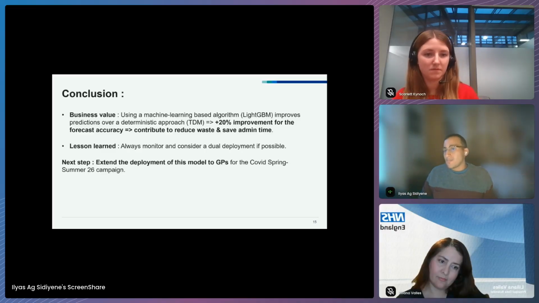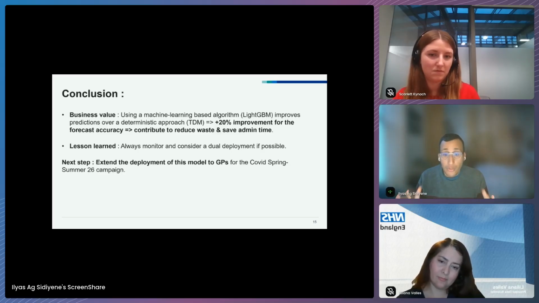One of the lessons learned, it might be obvious, but always monitor a model and consider dual deployment. In particular, if the environment where the model is about to be deployed is changing or has changed compared to the previous campaign, in that case, as Karen mentioned, the change of eligibility and the increase of the number of sites.